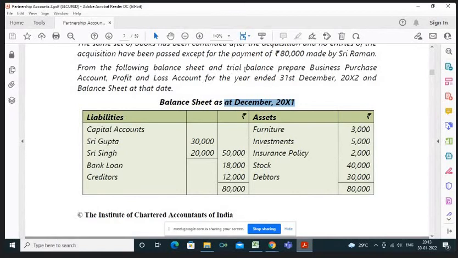So what are the accounts required? We have to prepare the business purchase account, profit and loss account, and the balance sheet. So we'll open them one by one.